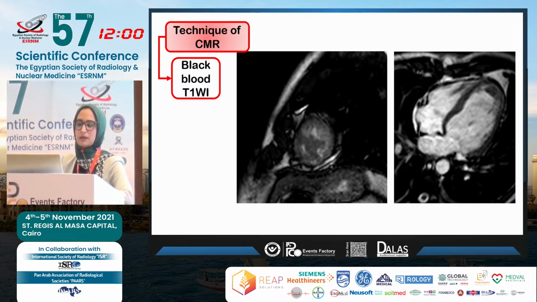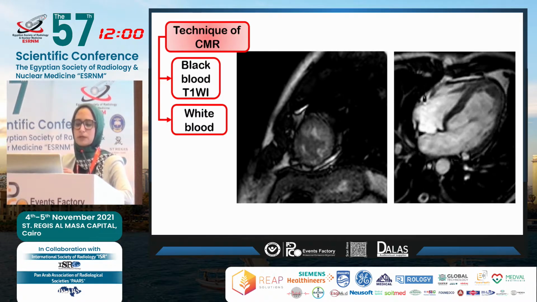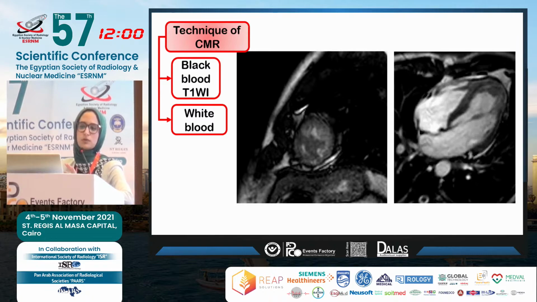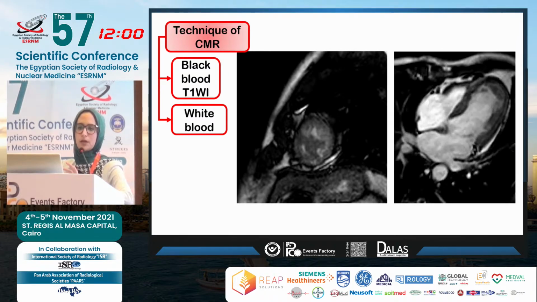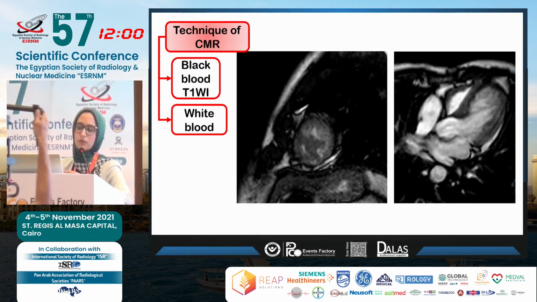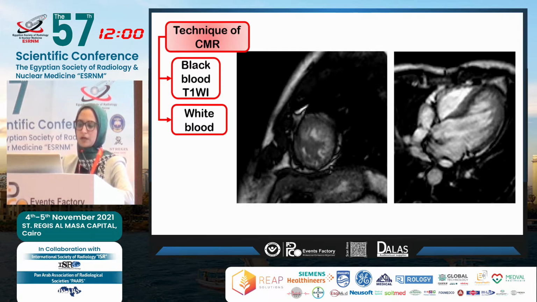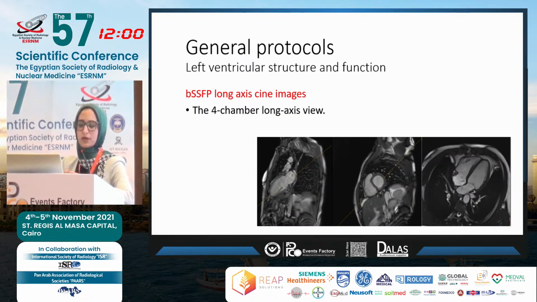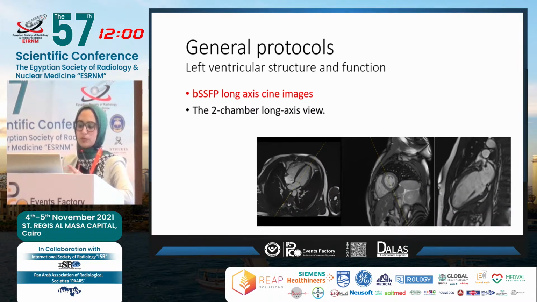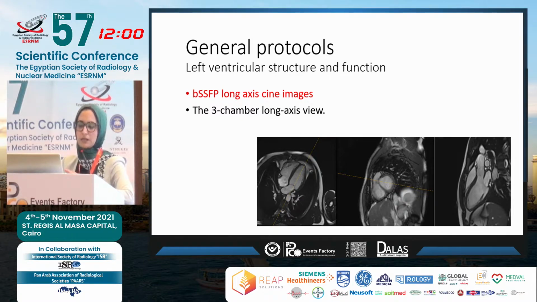And then we take what we call the cine images or white blood images. These are the most important sequences that we mainly rely on to get an idea about the whole function of the heart and about the volumetric data of the heart. And of course, we acquire those, as we mentioned earlier, along the longitudinal axis of the heart. So we get 4-chamber view, and then 2-chamber view, 3-chamber view along the LVOT.